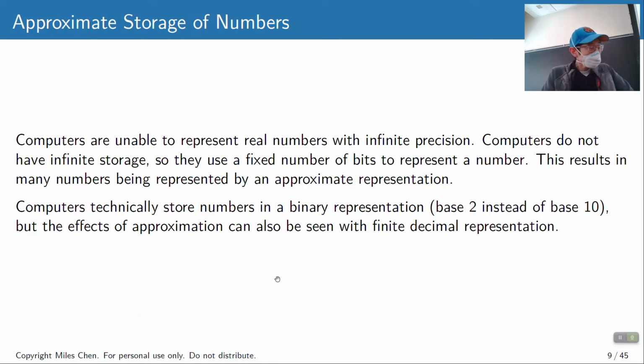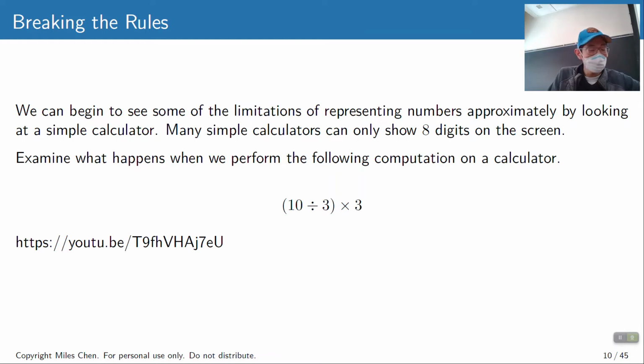So things are only represented approximately. Computers store numbers in binary representation, base 2, but the effects of this approximation can also be seen with finite decimal representation. Did you guys ever, probably, right?